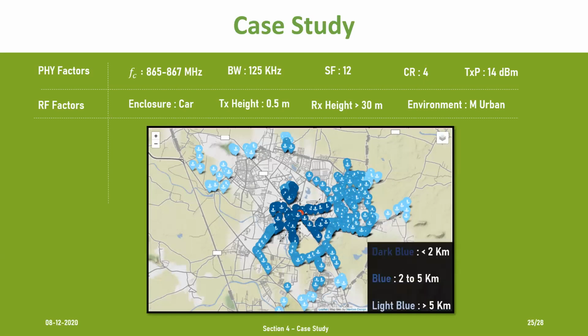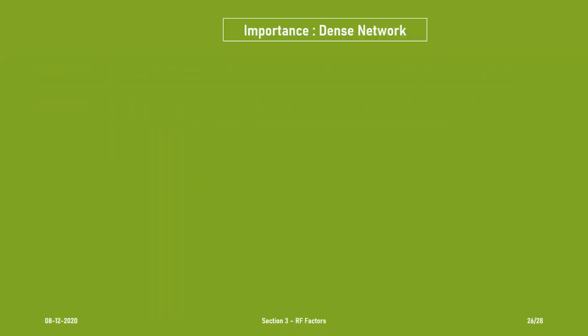So you see the color coding on the markers. The darkest blue markers are the ones that are only 2 kilometers away from the gateway, and these are the places where we have captured 2 kilometers range. The markers in blue are within the range of 2 to 5 kilometers, and the lightest blue markers are above 5 kilometers. So that is the kind of range that we have gotten. Now let's analyze this case study better. Let's understand the importance of a dense network.